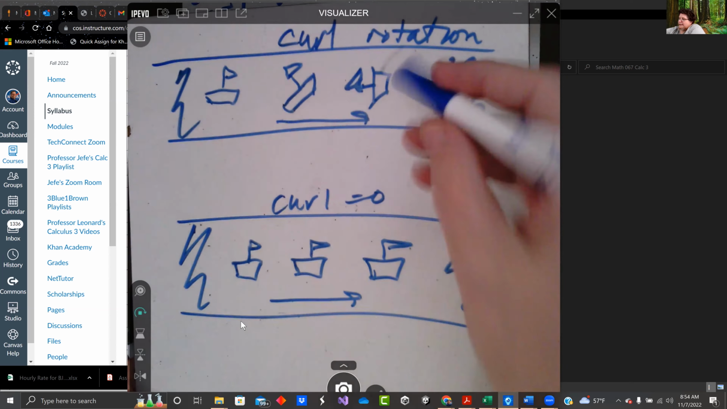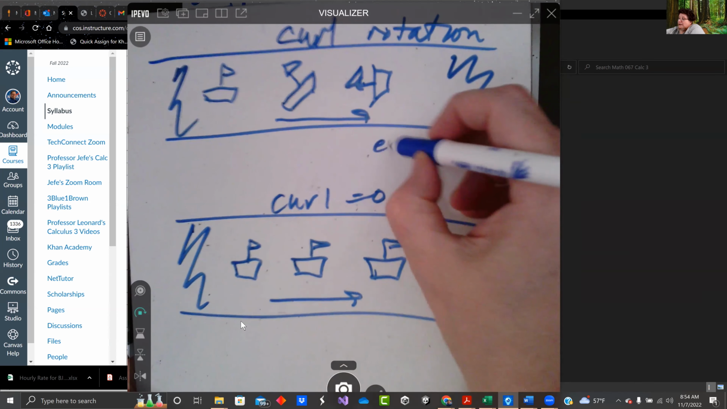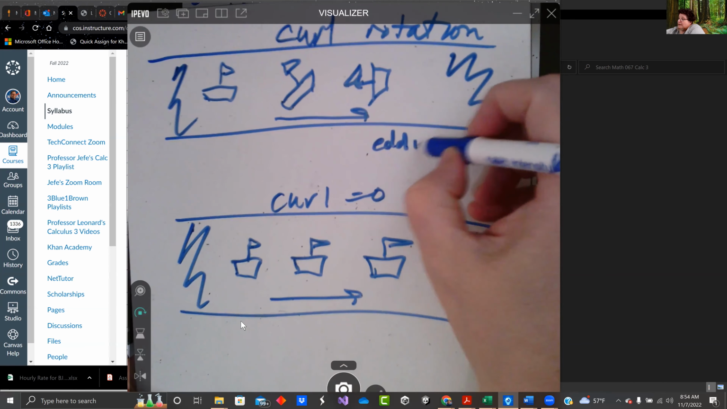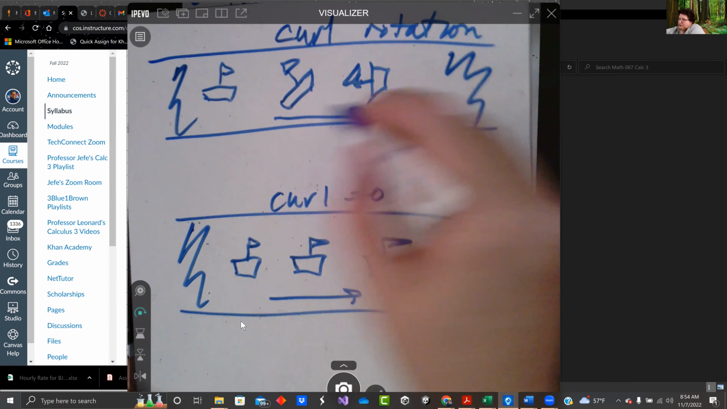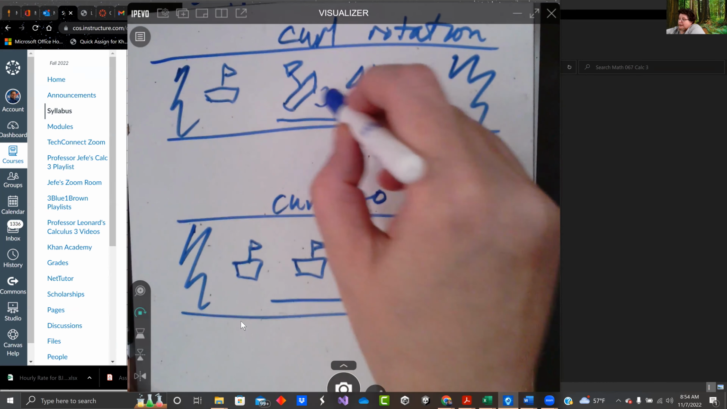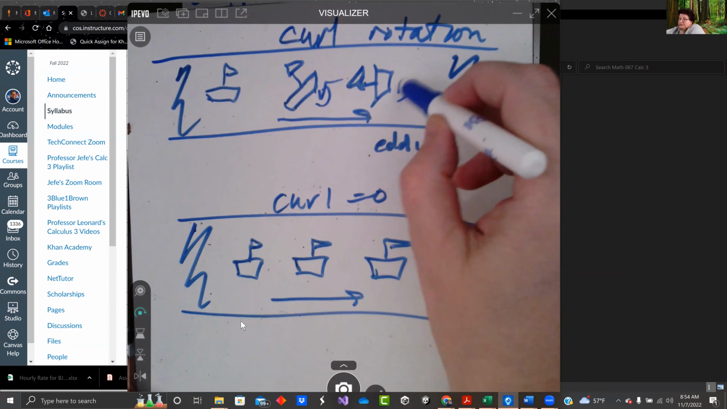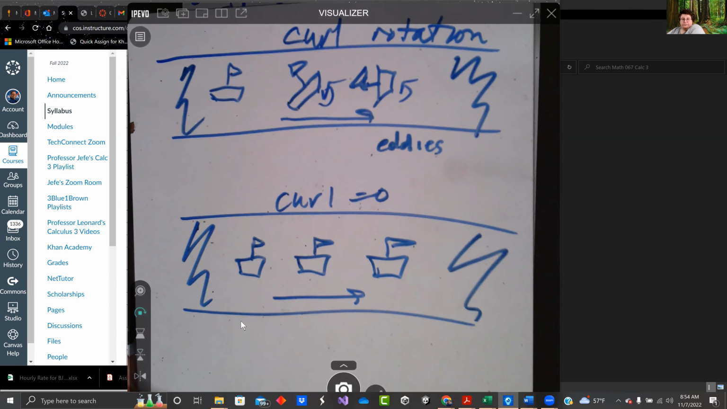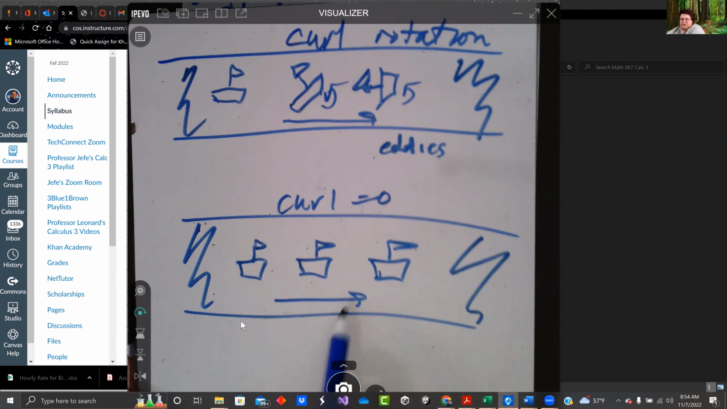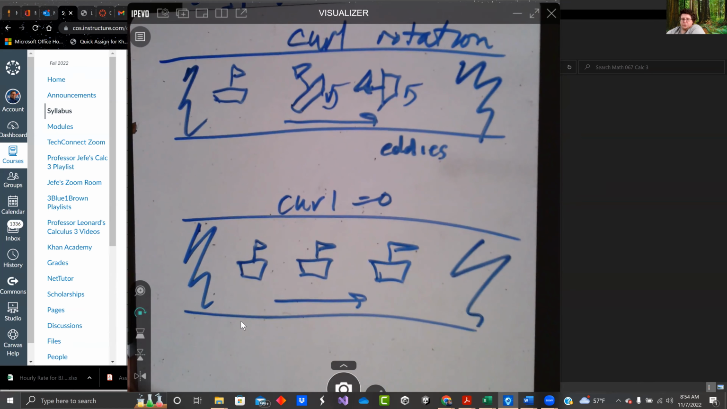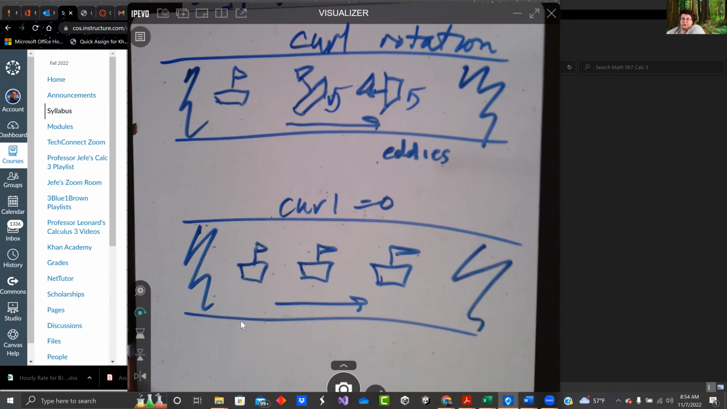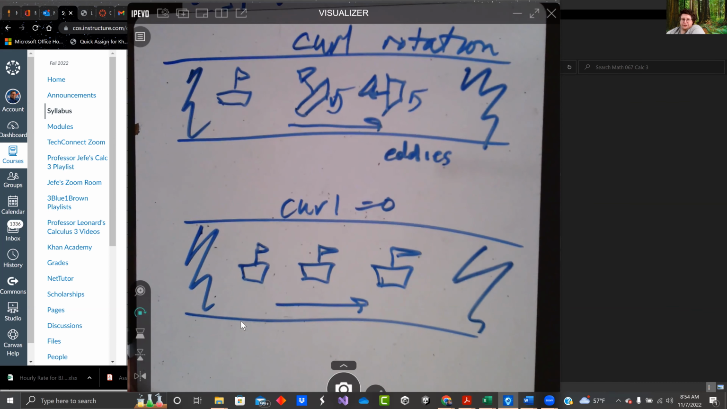So there's little eddies in the water, where the water is swirling a little bit as it goes along. But here, there's nothing. It's just a straight shoot. The water's not swirling at all, so there's no twist or rotation of anything.